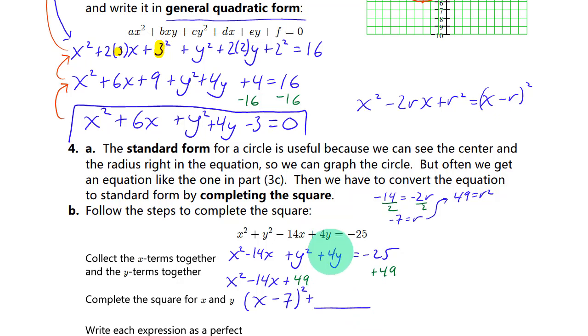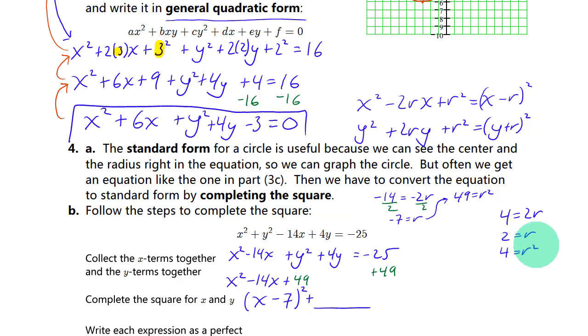So the 4 in this case is the 2r. The formula we're using there is y squared plus 2ry plus r squared is the same as y plus r quantity squared. But the 4 is the 2r, so you just divide both sides by 2 and you get 2 equals r, and if you square both sides you'll get 4 is r squared here.